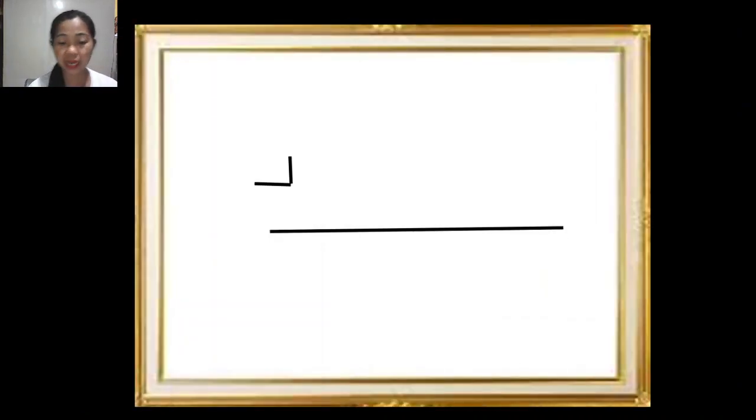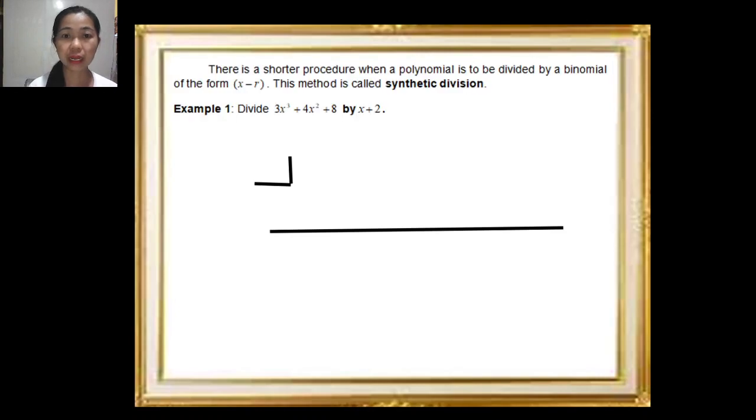Okay, ngayon naman ang ituturo ko sa inyo ay yung short method kung paano mag-divide ng polynomials. So, ito yung tinatawag natin na synthetic division, wherein our divisor is a binomial of the form x minus r. So, here is our example. Let's have example 1. Divide 3x cubed plus 4x squared plus 8 by a binomial x plus 2.